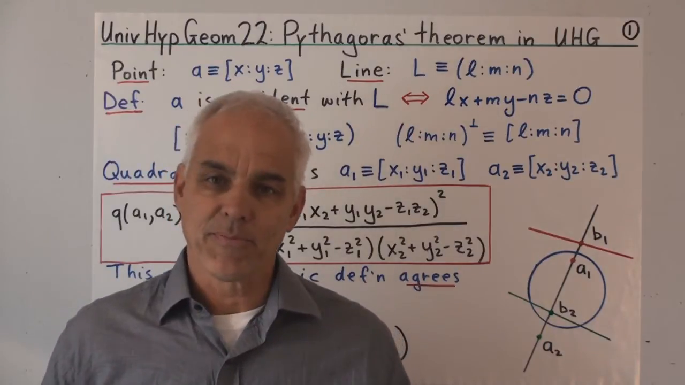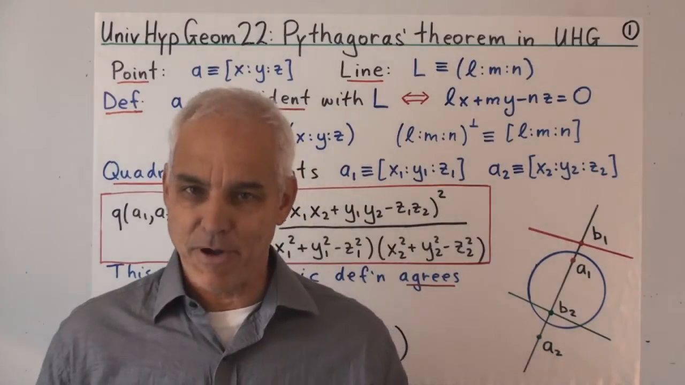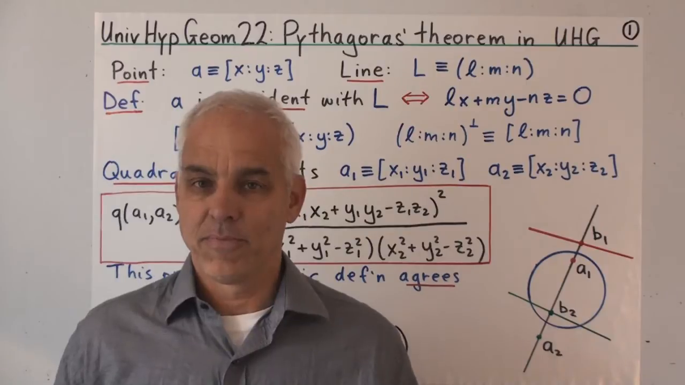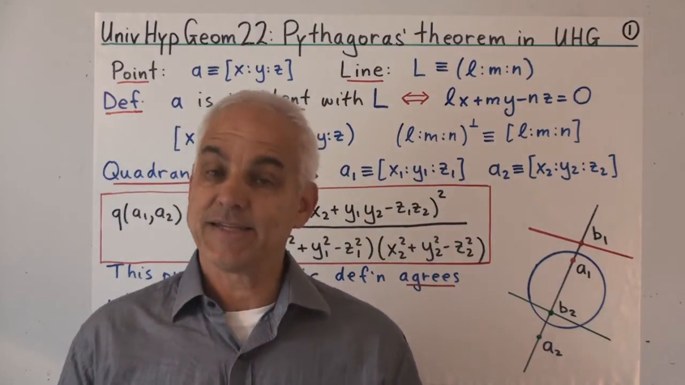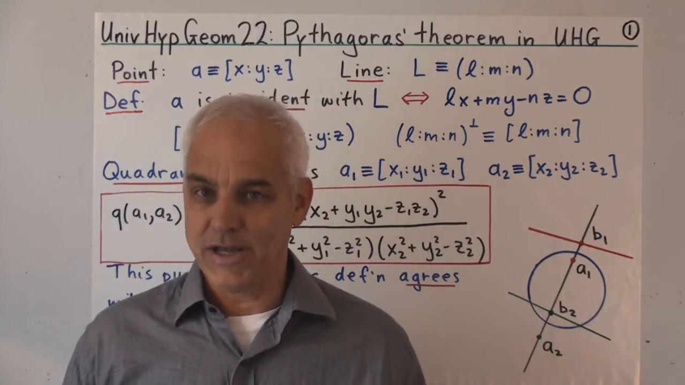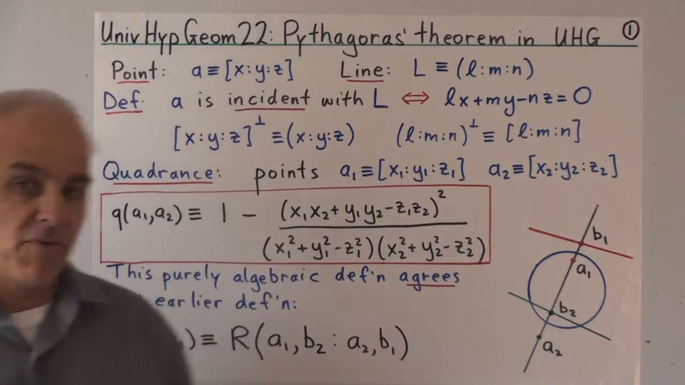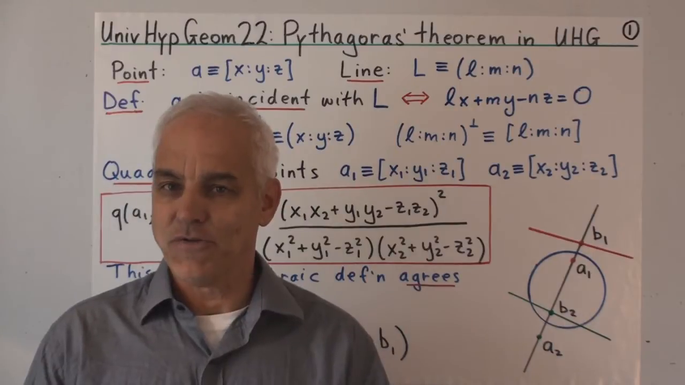Hi, I'm Norman Wildberger. Today we're going to look at the most important theorem in hyperbolic geometry, which is, of course, Pythagoras' theorem. Or rather, the hyperbolic version of Pythagoras' theorem, because it's a different Pythagoras' theorem from the one that we learn in Euclidean geometry. Along the way today, we're going to review some basic interpretations of our fundamental notion of quadrance.